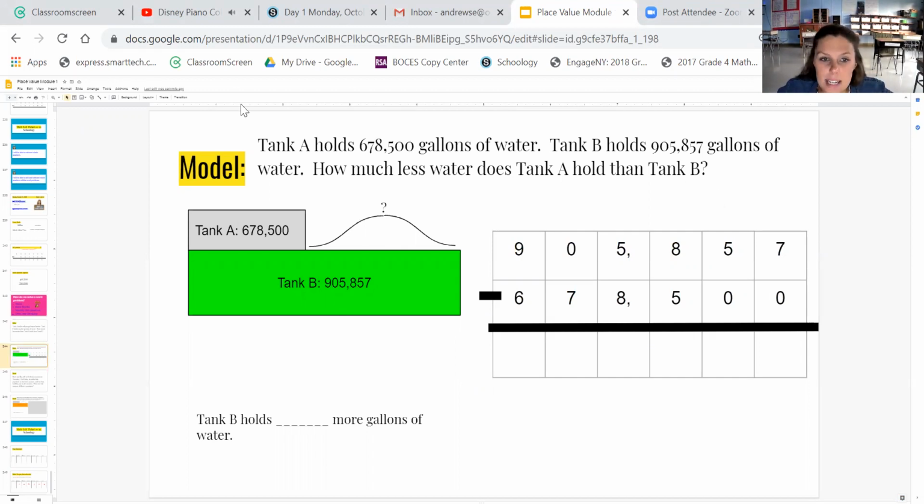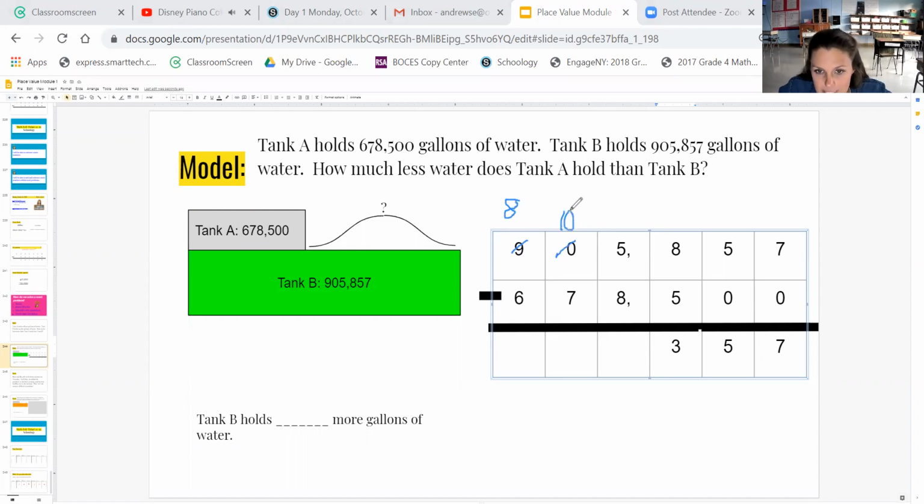So we're going to begin in the ones place. 7 minus 0 is 7. 5 minus 0 is 5. 8 minus 5 is 3. 5 minus 8, ooh, I can't do that. So I need to borrow. I'm going to go to my 10,000s place, but I have nothing to borrow from because there's a 0. So I have to go to my 100,000s place. This now becomes an 8, and I can borrow to here. Now I can look here and I can see, oh, I have something to borrow from.